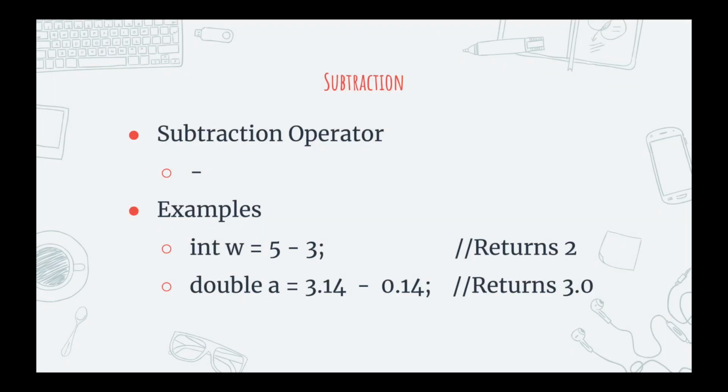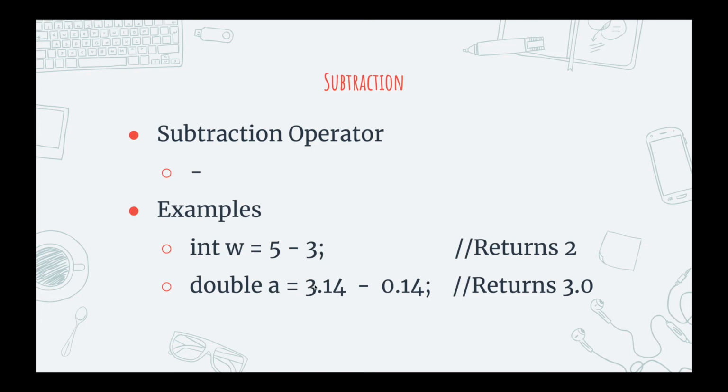The subtraction operator allows us to subtract numbers in Java, and we utilize the dash sign, or the subtraction sign if you may, to pursue that. Examples include integer w is equal to 5 minus 3. 5 minus 3 is equal to 2. Therefore, 2 gets stored into w. Again, make sure that when you're storing something into an integer, it should only be integers that you're using.